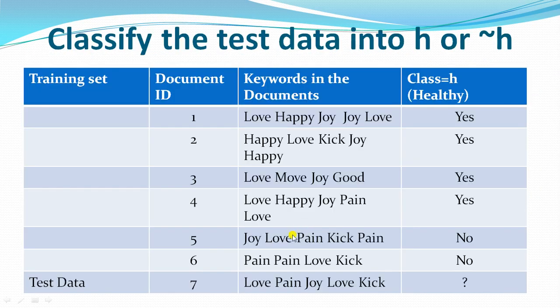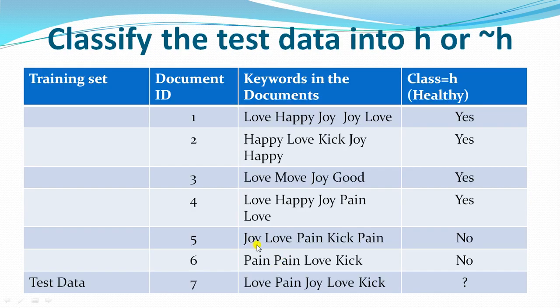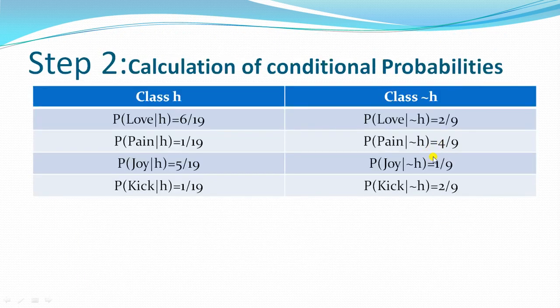So how many joy are there? 1. Except that we don't have any other word. So it is 1 by 9. How many kick are there? 1 here in document ID 6 and 1 here in document ID 5 and 6. Yeah, it should be 2 by 9. Here in step 2 we ended up calculating conditional probabilities for both class H and class negation of H. H means yes, negation of H means no, that's it.